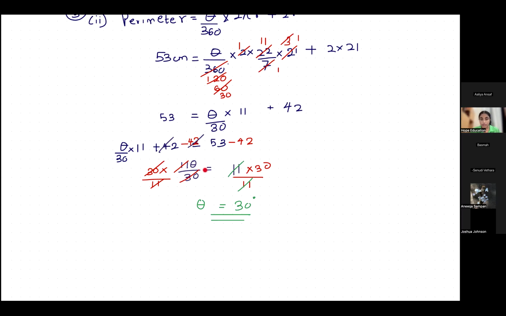I want to isolate theta. So I have to remove the 11 and the 30. The 30 is dividing, so to remove it I have to multiply by 30. Whatever I do to this side, you have to do to the other side as well. So I multiply this side by 30. Then to remove this 11, I divide this side by 11. Then the 11 cancels, the 30 cancels, and theta is isolated. On the other side, 11 cancels and 30 is remaining, so theta would be 30 degrees.